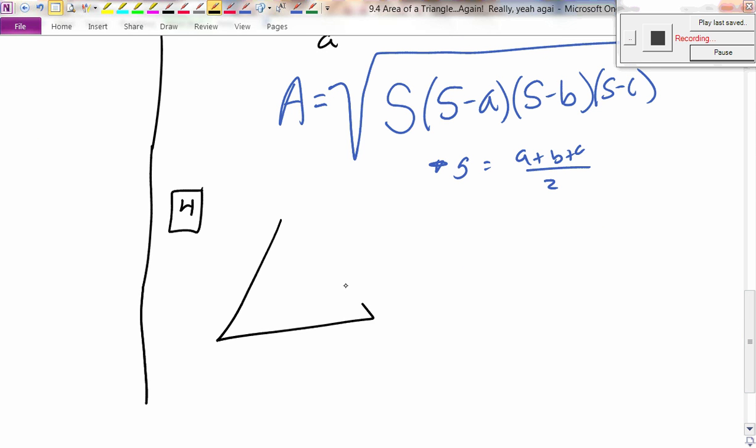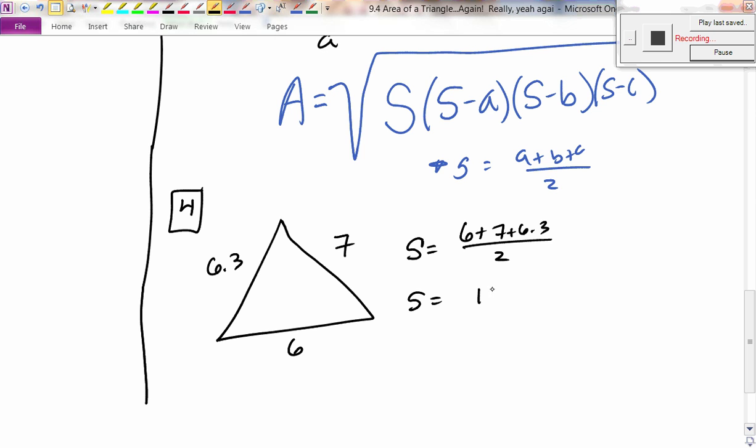So here we go. If this is 6, this is 7, and this is 6.3, then let's find the area of this, right? So first we get this magic formula, we get this s. So we take 6 plus 7 plus 6.3 divided by 2. So what is the s that we're going to use in our formula? 19.3? 19.3 divided by 2 is 9.65. So this is the s that we're going to use.